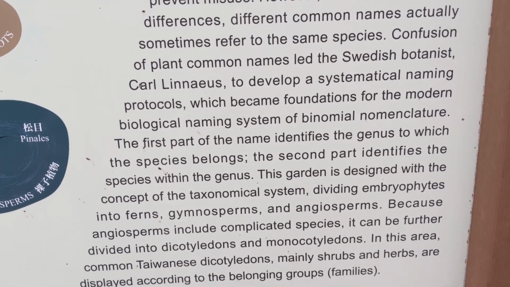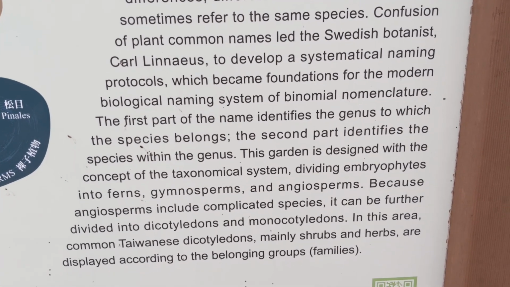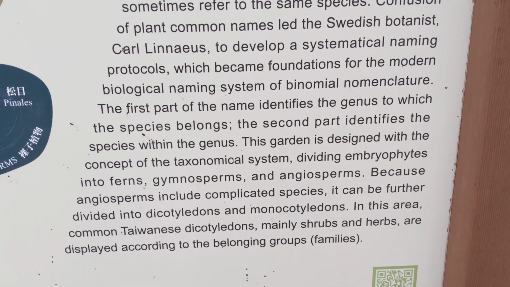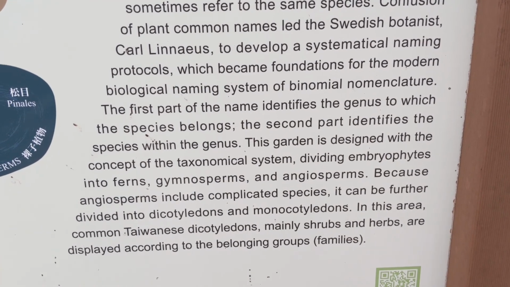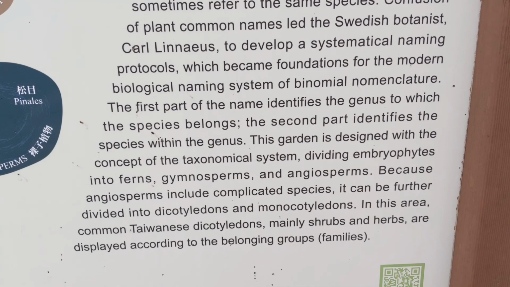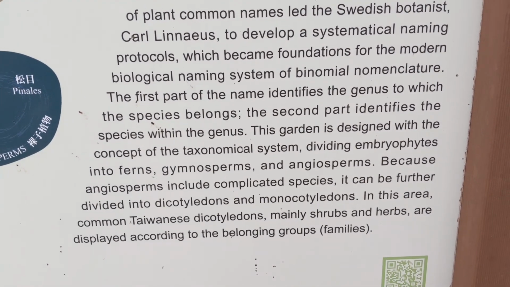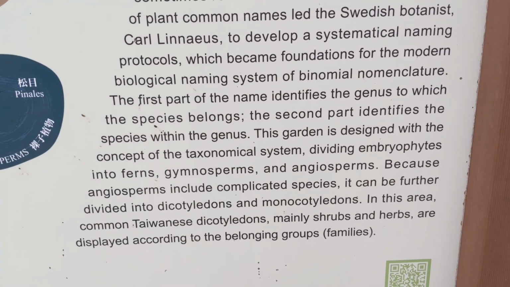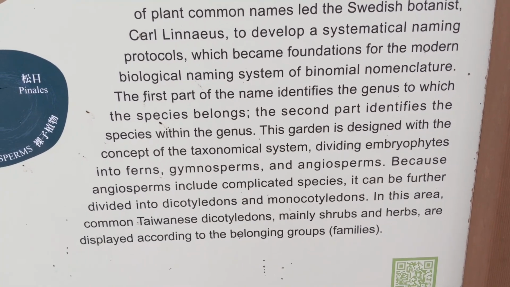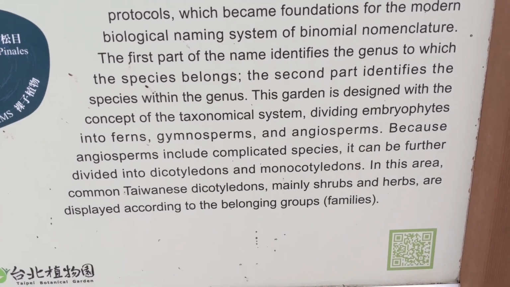This garden is designed with the concept of the taxonomical system, dividing embryophytes into ferns, gymnosperms, and angiosperms. Because angiosperms include complicated species, it can be further divided into dicotyledons and monocotyledons. In this area, common Taiwanese dicotyledons, mainly shrubs and herbs, are displayed according to the belonging groups, families.